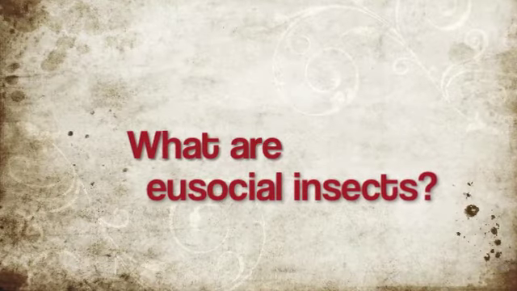What are eusocial insects? Eusocial insects are insects that live in colonies and that they work toward the betterment of the colony, not just the individual. And so examples are ants, bees, termites. Most people are aware of bees and ants being eusocial, but termites are also eusocial.